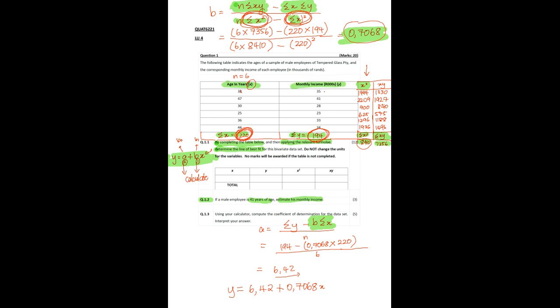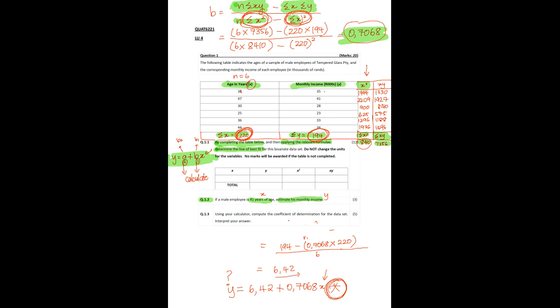So basically what they're saying is estimate the monthly income, meaning calculate Y when X is 41, meaning the age will be 41. All you do is take the final formula that you calculated and substitute for X. You make X equal to 41, and this will give you an answer for Y. So let's look at that. I'm going to erase here so that I have some space to write out that formula again, then substitute and get to the answer.